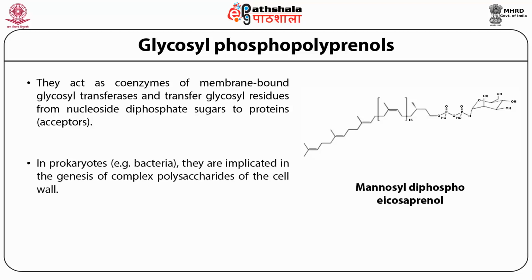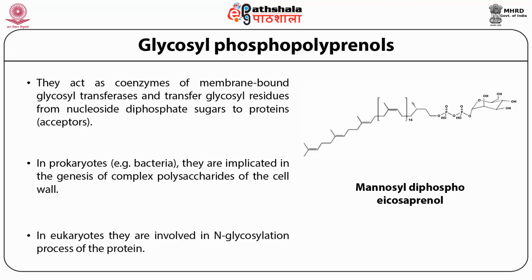In prokaryotes, for example in bacteria, these glycosyl phosphopolyprenols are implicated in the genesis of complex polysaccharides of the cell wall, whereas in the eukaryotes they are involved in the N-glycosylation process of the protein. An example structure of mannosyl diphosphoicosaprenol is shown herein.